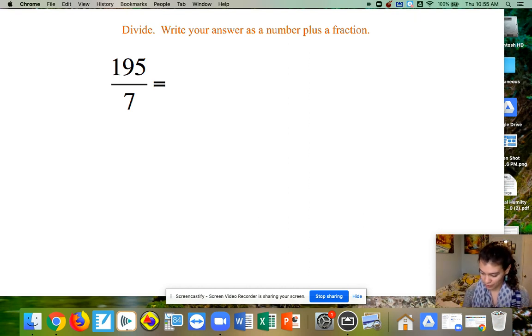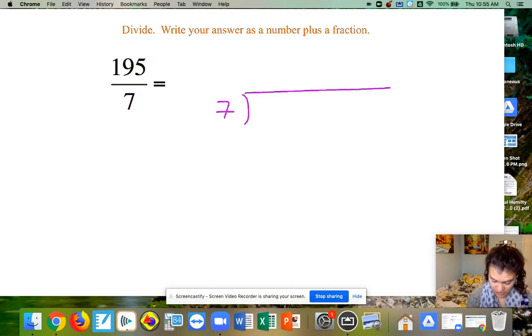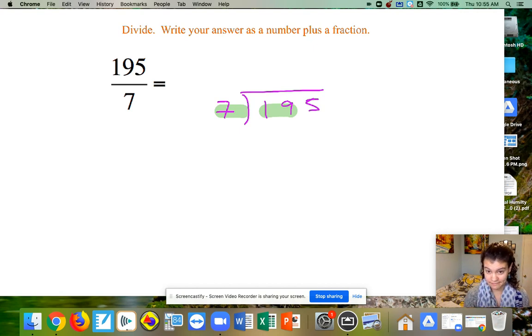All right, so how would we do this? So you put 7 on the outside, make your long division with 195. It's a little long here. So we're trying to figure out how many times does 7 go into our first number. So you would first see, can 7 go into 1? Nope. So now we want to check how many times does 7 go into 19. So 7 times 2 is 14, and then 7 times 3 is 21. So this would be 2 up here.